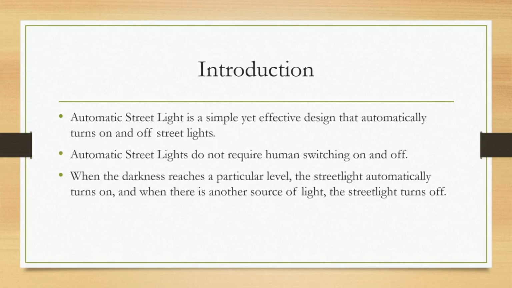First, the introduction. Automatic street light is a simple yet effective design that automatically turns on and off the street light. Automatic street light does not require human switching on and off, because manually turning the street light on and off will cause high power consumption, as the person in charge will forget to turn it off when there is light. When the darkness reaches a particular level, the street light automatically turns on. And when there is another source of light, the street light will automatically turn off.